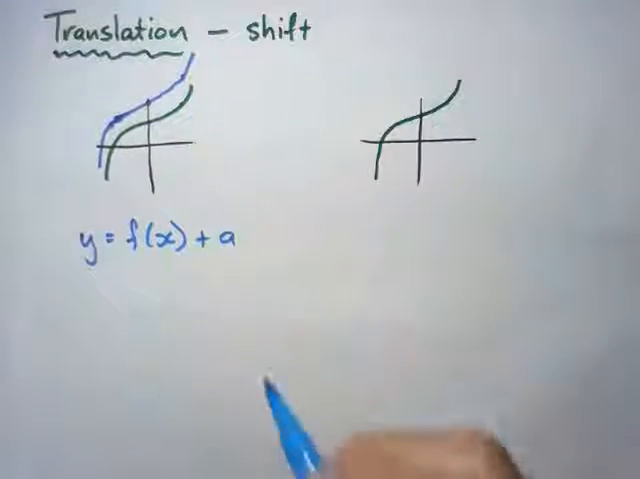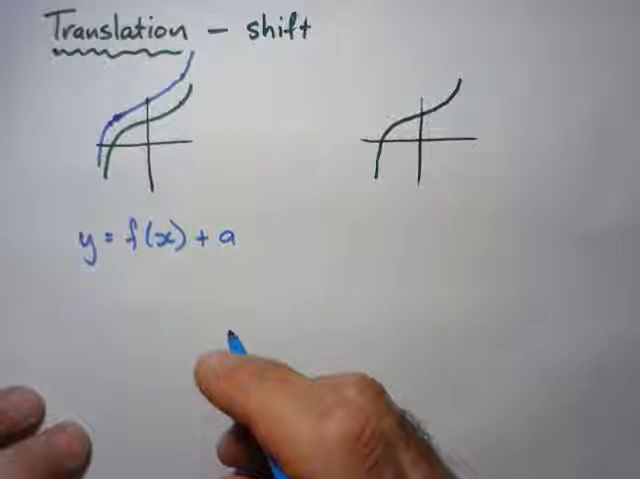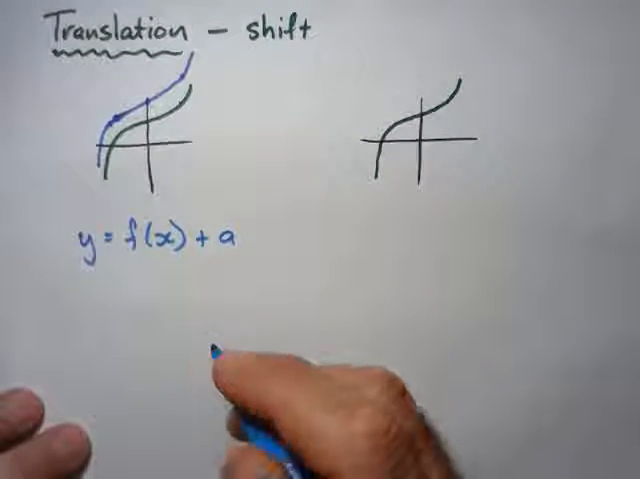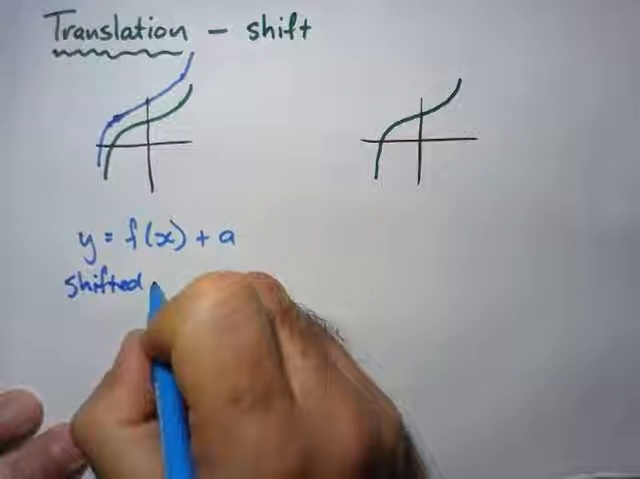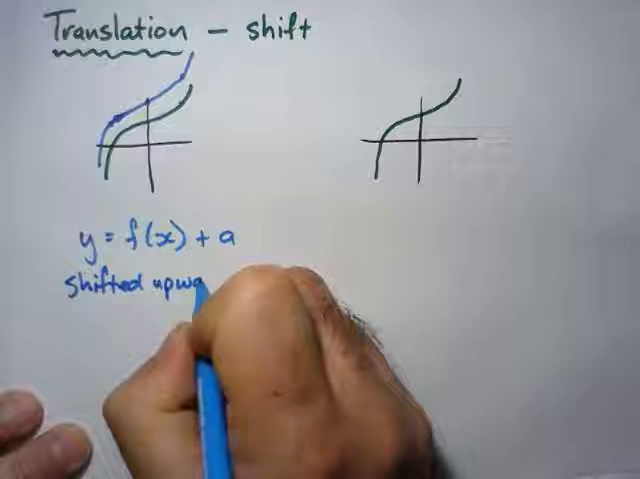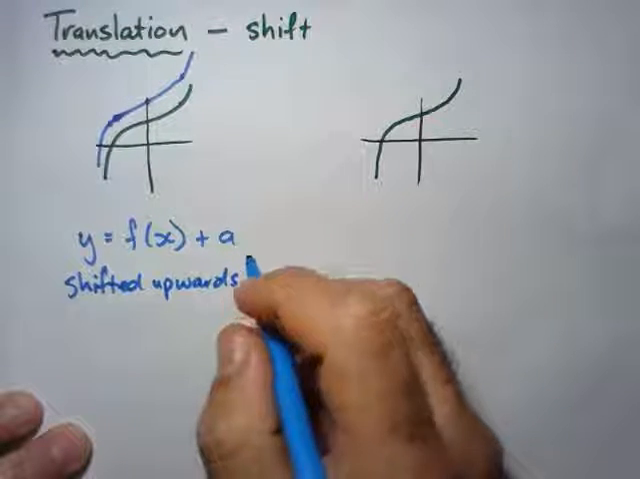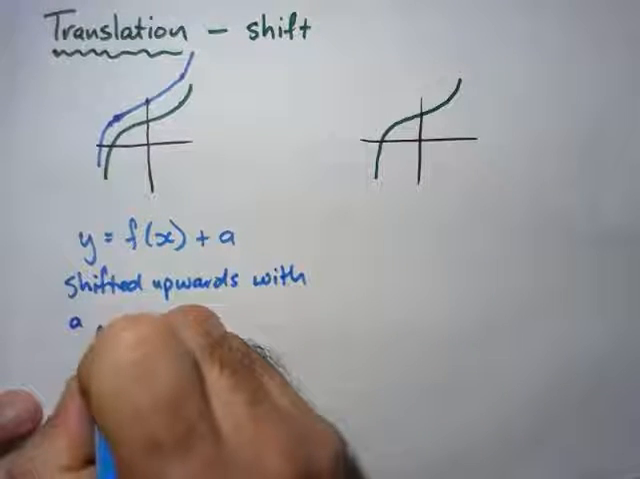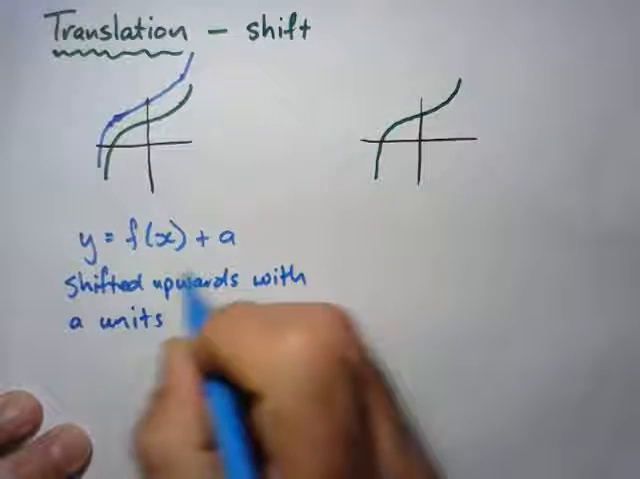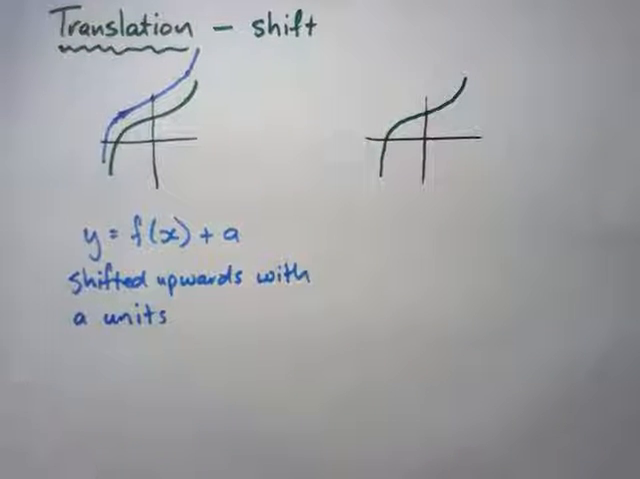That will be y equals f(x) plus 2. And we will say there was an upward shift, shifted upwards with a units. If this was negative, it would have moved down. Okay, I'm going to do 2 for the next one because that is shifted upwards a units.